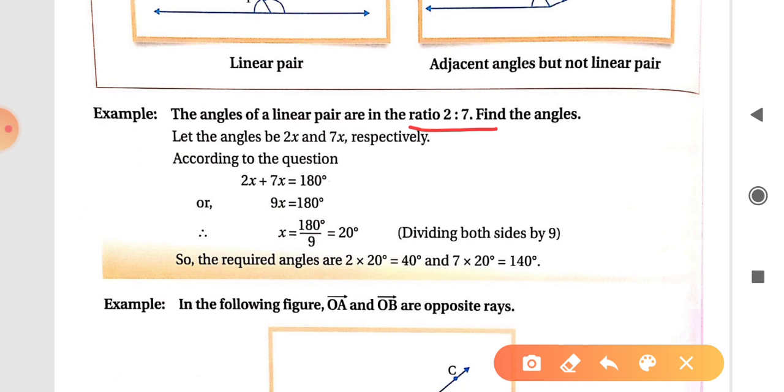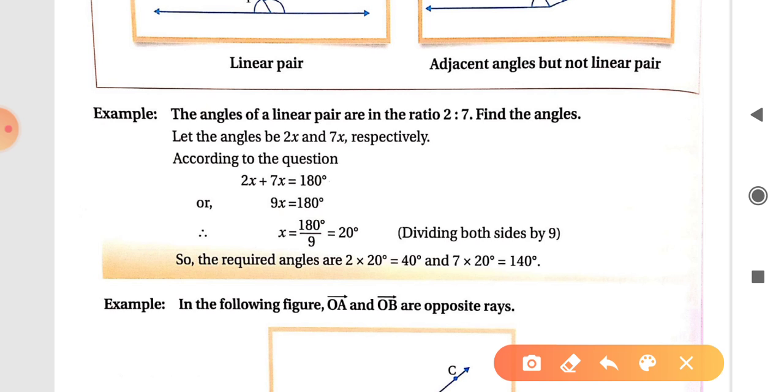We are given the ratio of two angles of a linear pair. So we will assume these angles: let the angles be 2x and 7x, because the ratio is 2:7. These angles are forming a linear pair, so their sum is equal to 180 degrees. So according to the question, 2x plus 7x is equal to 180 degrees. Then solve this equation, and we get x is equal to 20.